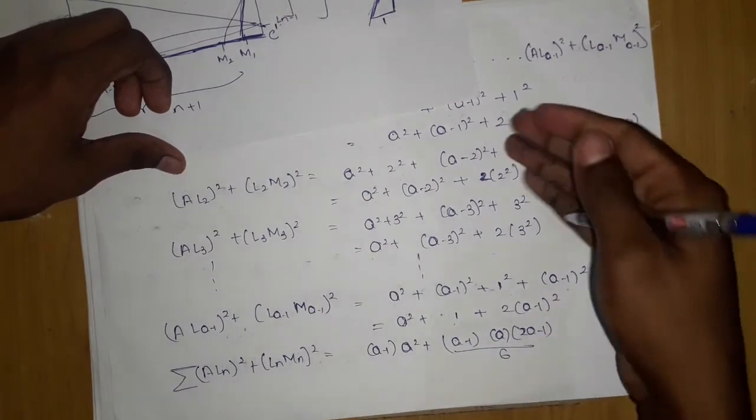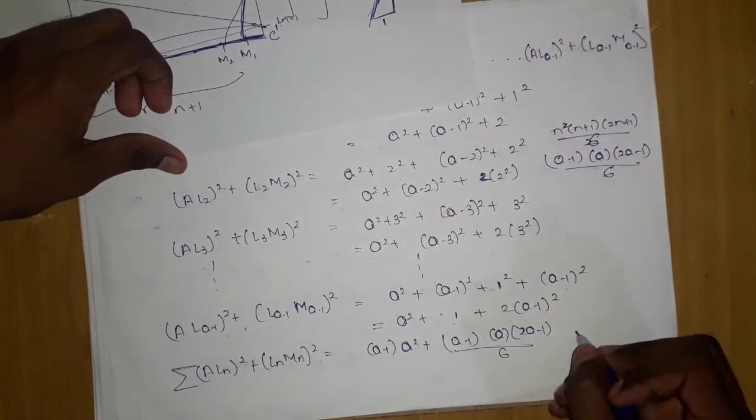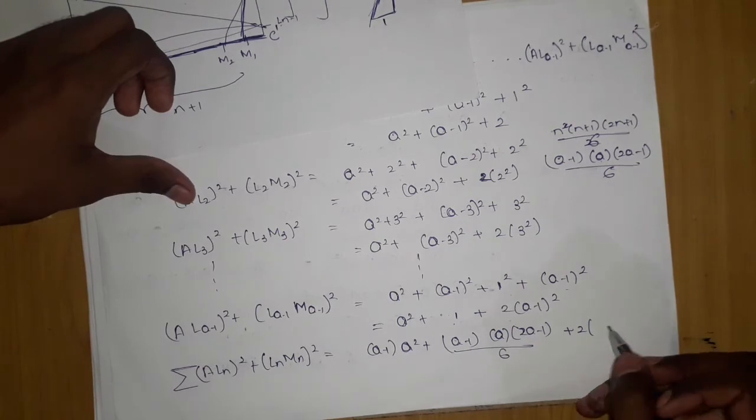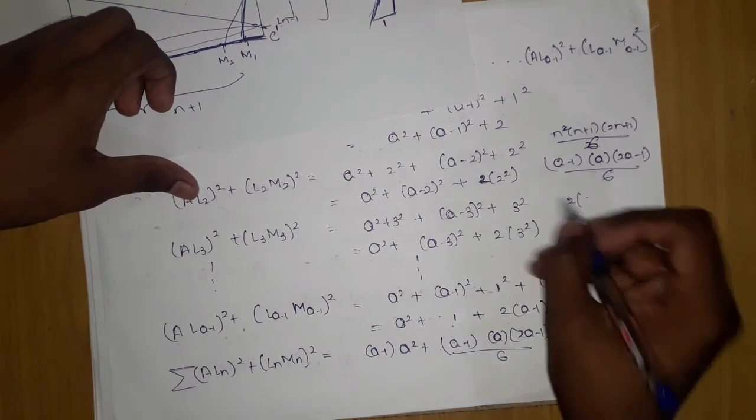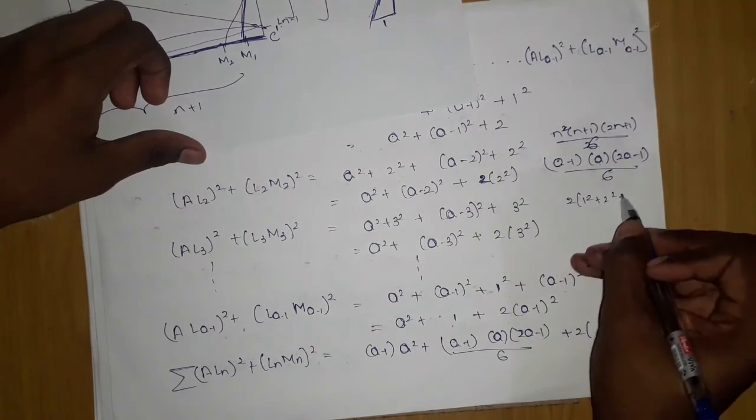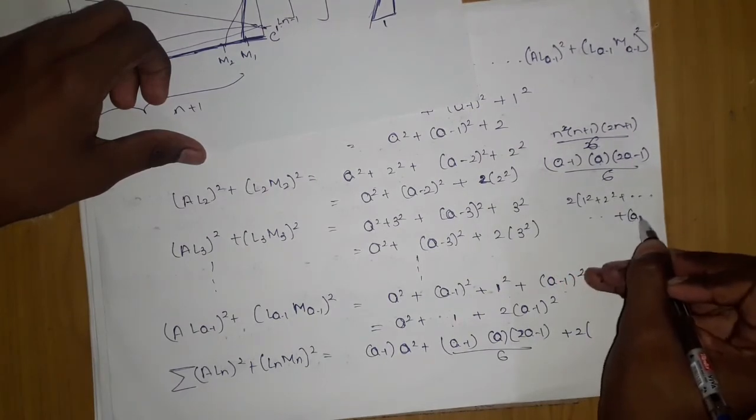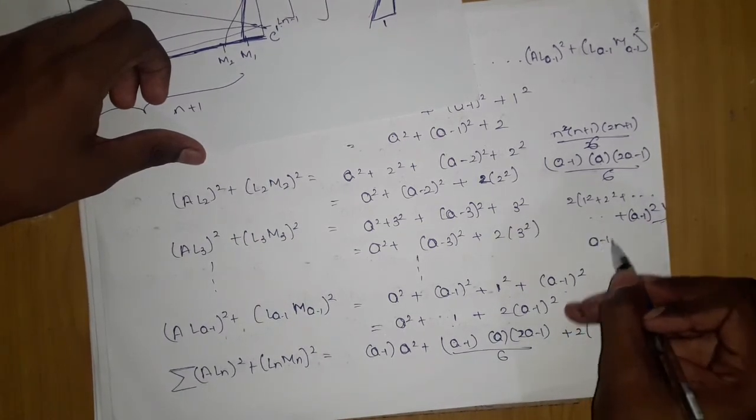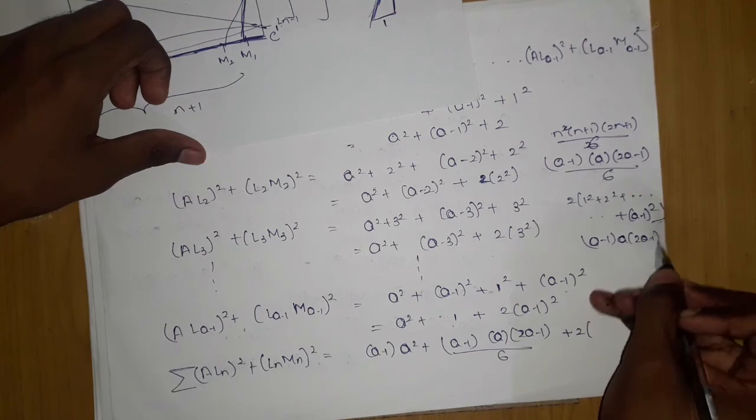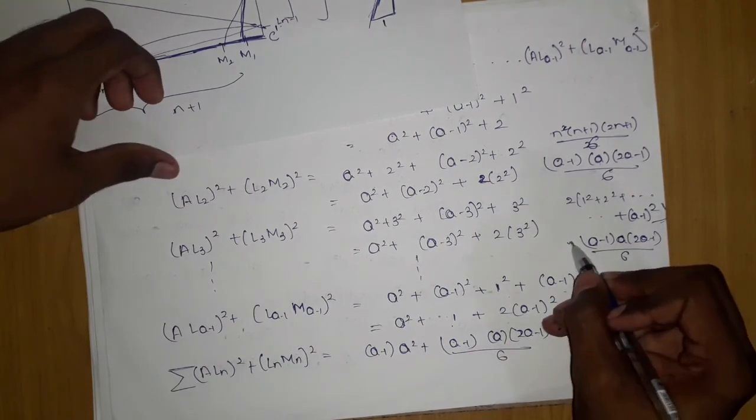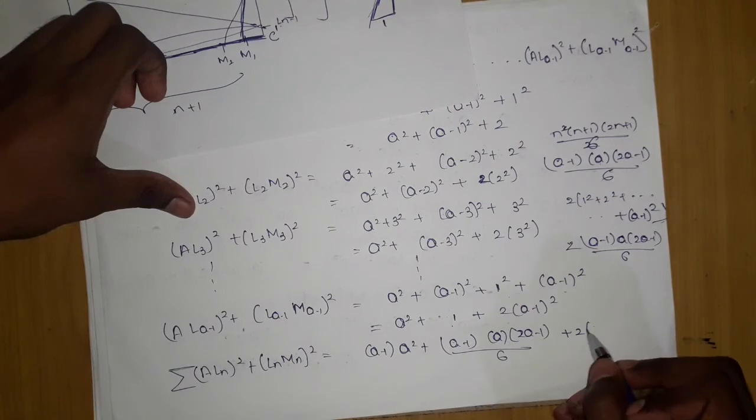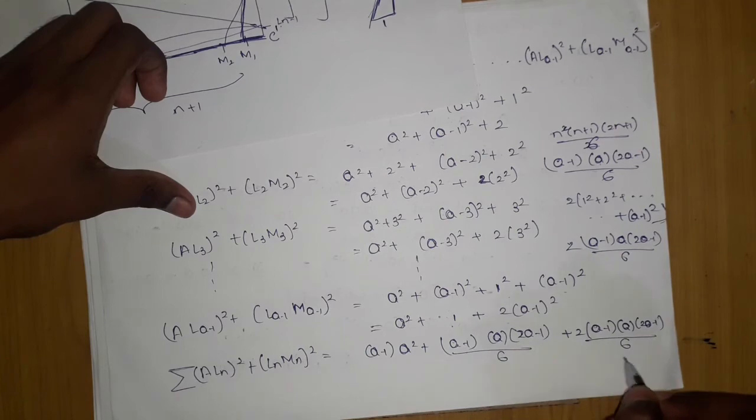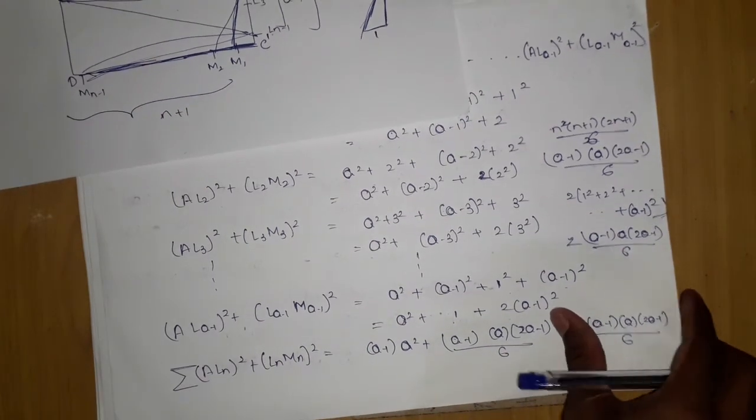And here, it is again a sum of natural numbers, but 2 comes into the picture. 2 into, if I take 2 out, 1 square plus 2 square and 3 square till a minus 1 the whole square. I will take its sum, which will be a minus 1, a into 2a minus 1 upon 6, and with the 2 this gives me a minus 1 into a into 2a minus 1 upon 3. Now let's move on.